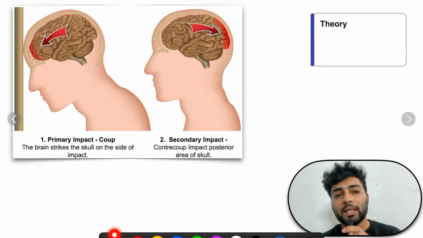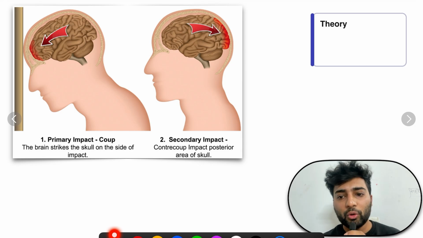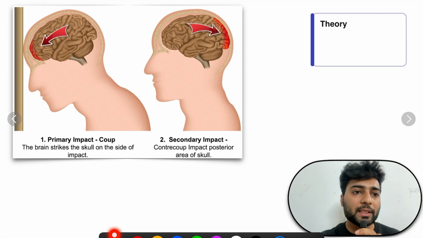Now the last topic of discussion over here is coup and contrecoup injury. Let's see, this guy strikes his head over here. So this is the primary impact. Whenever there is an impact here, the brain will move in this direction due to inertia, and whenever the brain hits over here, there is injury in the brain due to the rough surface of the skull.